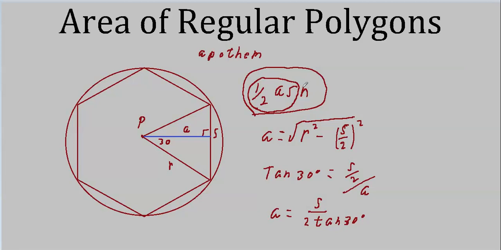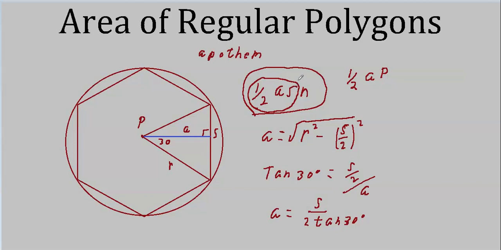You'll see this rewritten sometimes as 1/2 a times P, where P is the perimeter. But the perimeter is really just the sum of all the sides. For instance, if we had a side length of 10 here, the perimeter would be 6 times 10 or 60. Real easy. Well, we got n here and the side length here. So n times s is the perimeter, the number of sides times the length of the side.